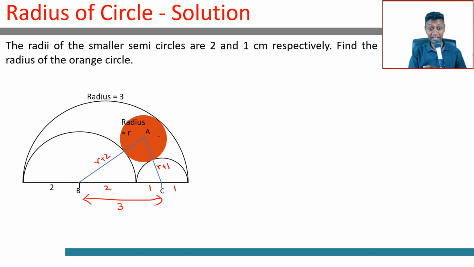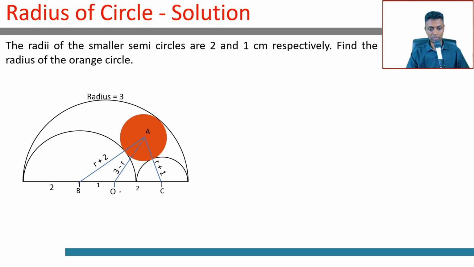the orange circle internally. Let's see if we can use that also. Very often in these kind of questions, it's slightly tricky. You've got to say, what am I not using? I cannot solve this question without using that idea. So how can we use that idea? Take the center of that circle, join it to A. Let's say this point is O. Then this will be 3 minus r.